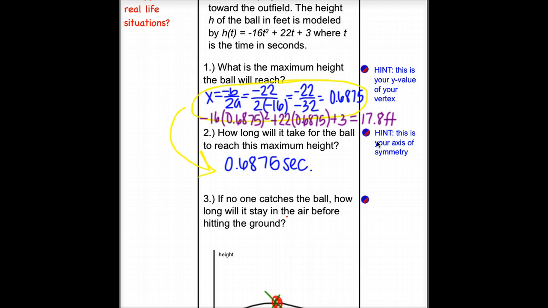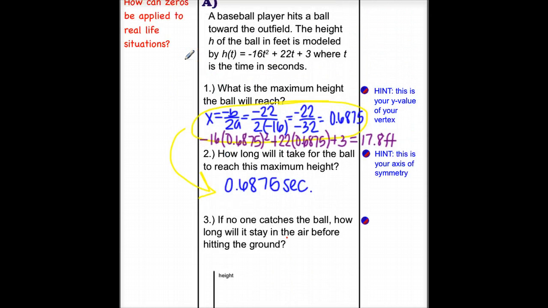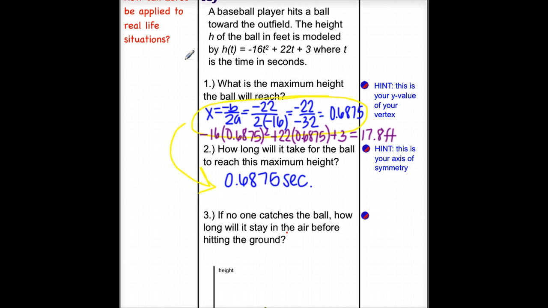Now the third part says, if no one catches the ball, how long will the ball stay in the air before hitting the ground? What this is looking at is we want to know what is the value of this point right here when it hits the ground. In other words, what is that zero value? We need to factor our equation. So we have there the negative 16t squared plus 22t plus 3. Can't factor out any common factors, which means I need to use the AC method.